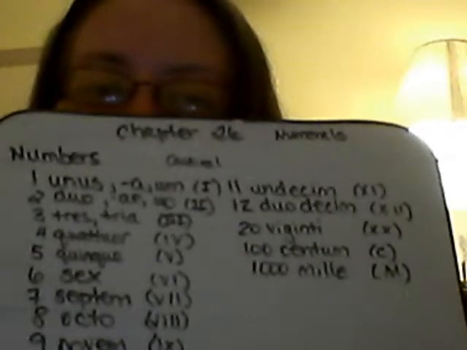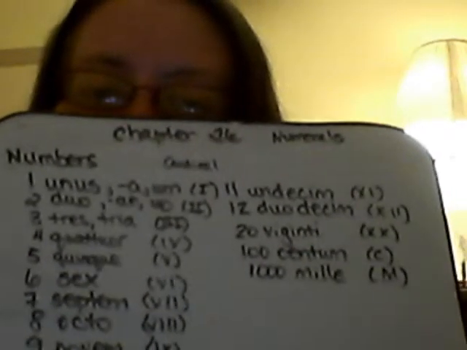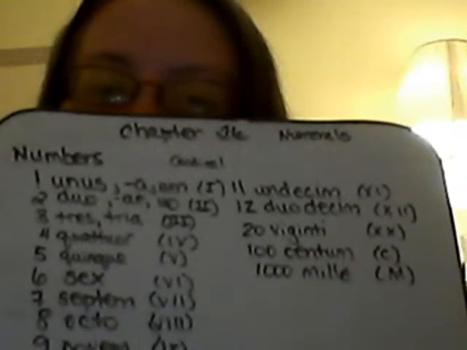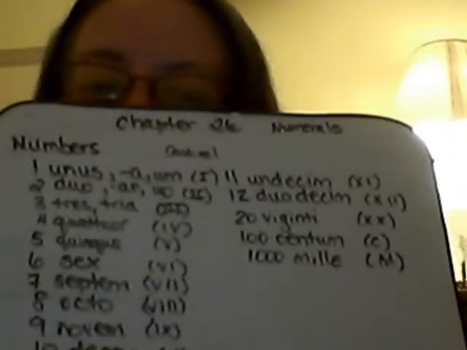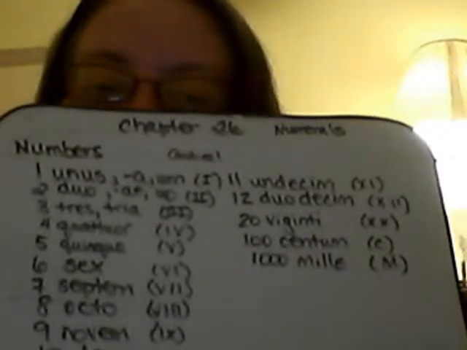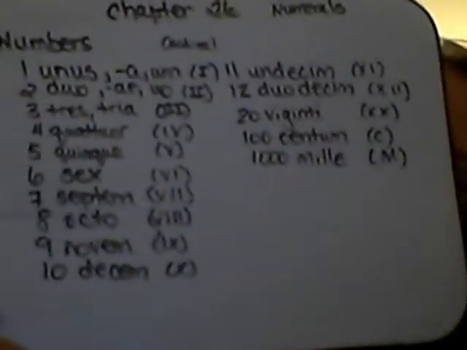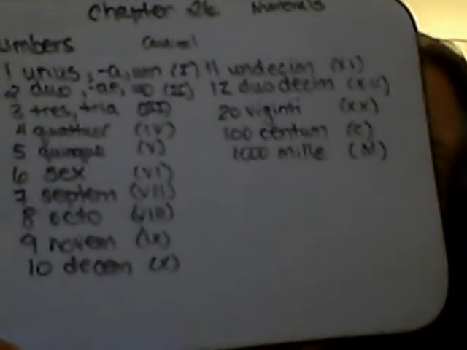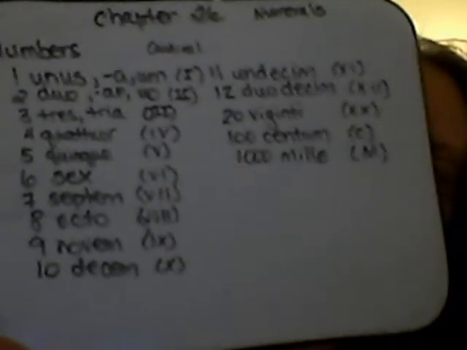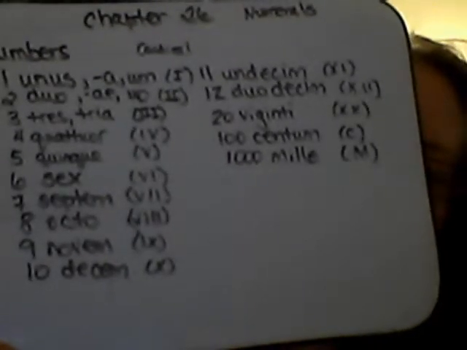We have unus, and it is declinable, so it's unus, una, unum. And in parentheses, we have the Roman numerals. You already know those. Duo, duo, tres, tria. Number 4, quattuor. Number 5, quinque. 6 is sex. I'm not going there since I am your mater. Number 7, septem. Number 8, octo. Number 9, novem. Number 10, decem.